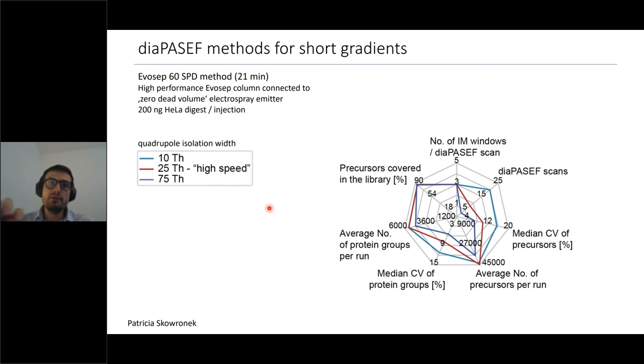So for us, it turned out the sweet spot is somewhere in the middle, where we have 25 Thomson isolation windows, which gives us still a decent quantitative accuracy with CVs somewhere around 10% or even below 10%.